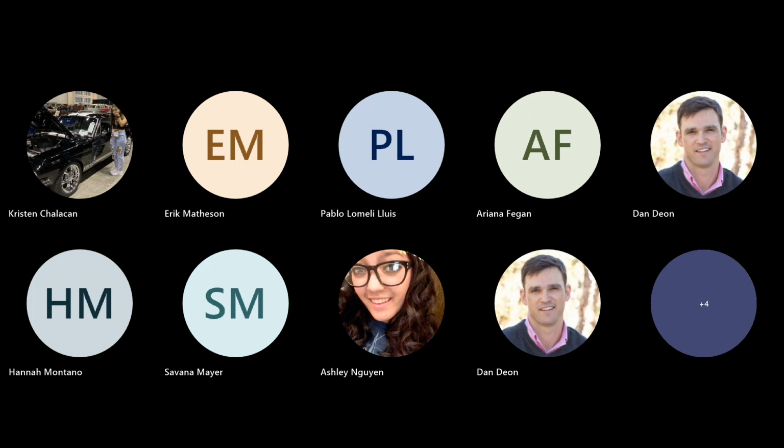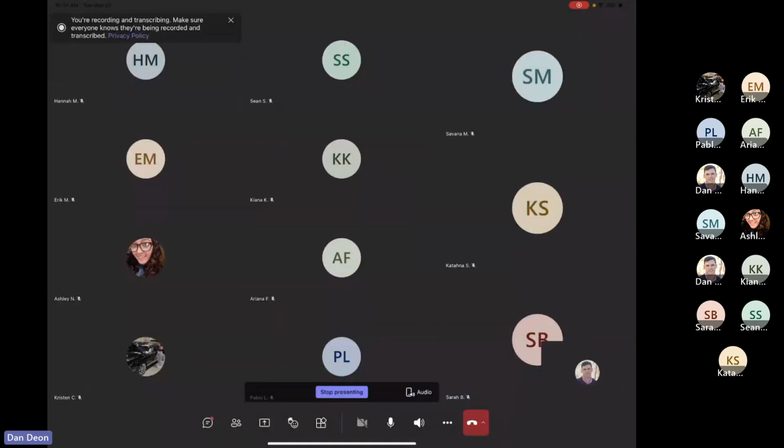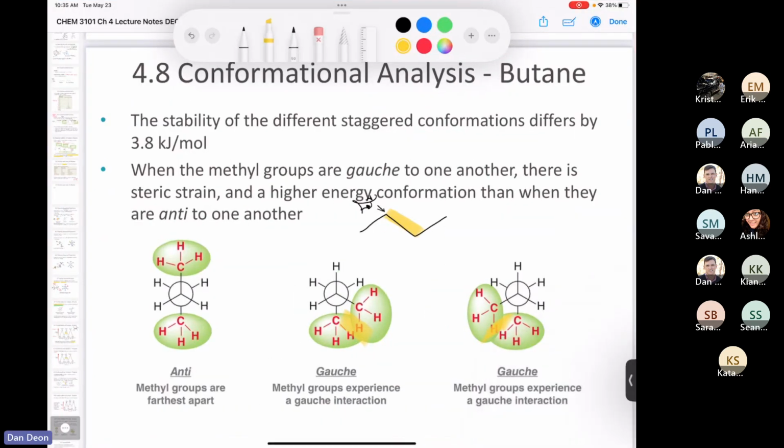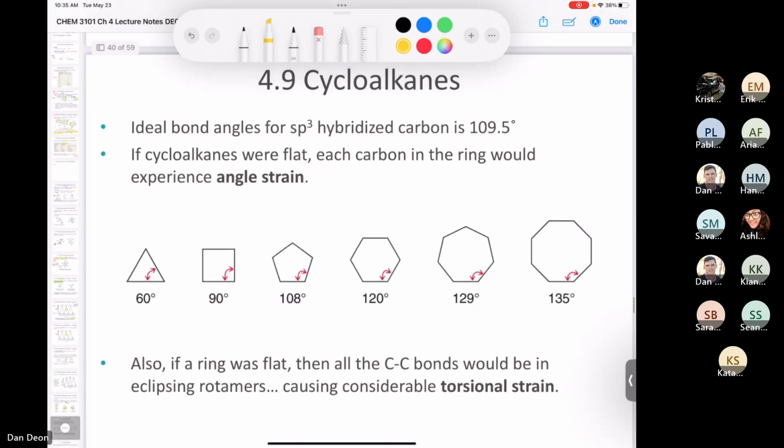All righty. Any questions about that? With the whole idea of staggered and eclipsed and gauche and anti, because these are terms that you're going to have to know. All right, well, let's move on from there and let's talk about cycloalkanes for a few minutes.